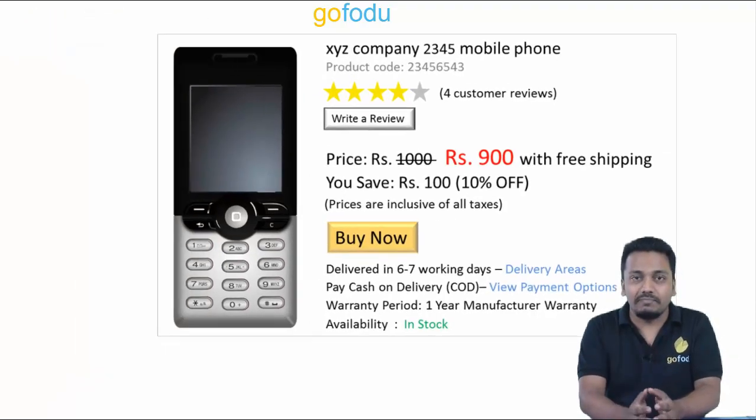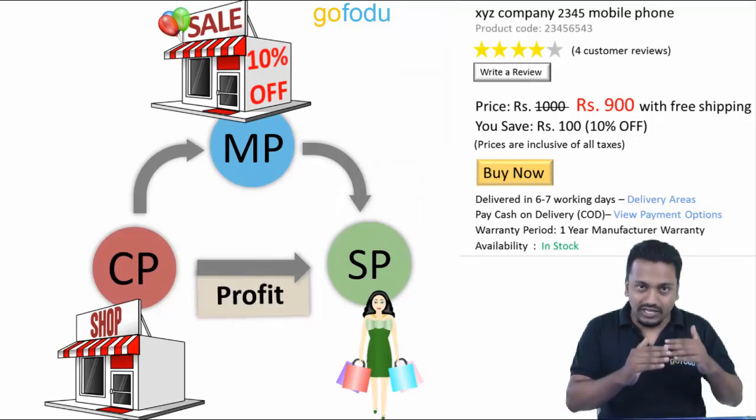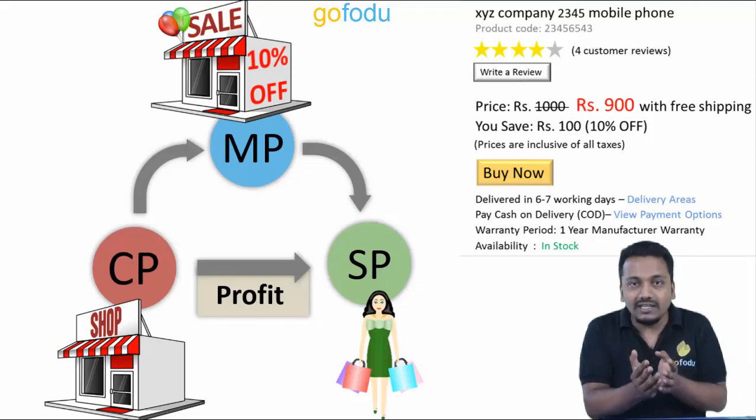This figure will explain it better. We calculate profit on cost price. Okay, we have cost price, then we calculate profit on cost price. We add the profit to cost price to get selling price.